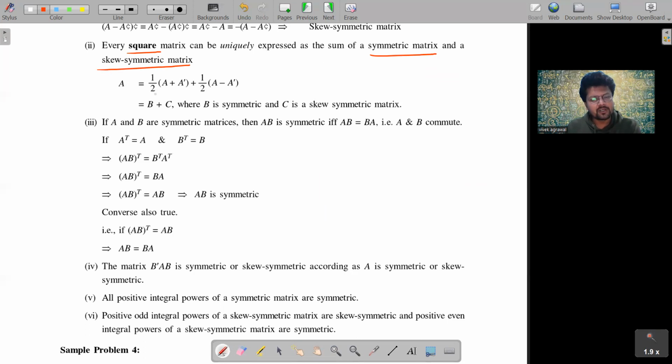So if you do half of A plus A dash, what is A dash? The transpose of the matrix, right? So when you add A and A dash and divide it by 2, A plus A dash by 2, this will give you the symmetric matrix, and A minus A dash by 2 will give you the skew symmetric matrix. Yes, so any normal matrix can be written in the form of a symmetric and a skew symmetric matrix. Are you getting this point?